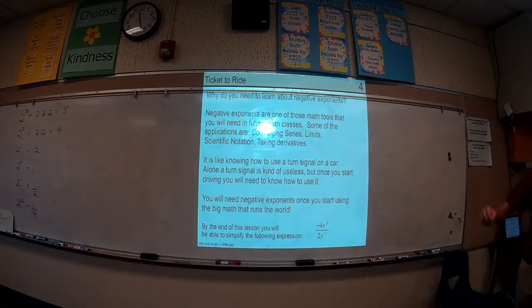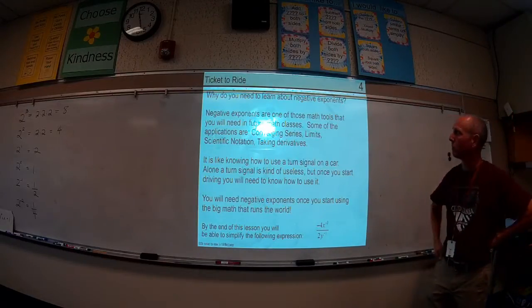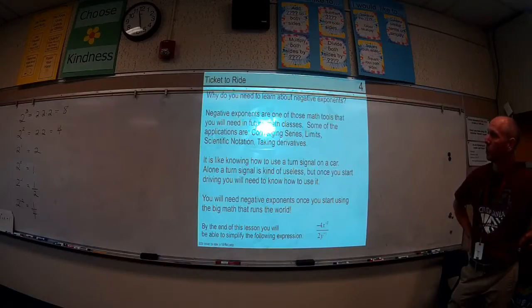And I'm going to read this because I haven't read it lately. Why do you need to learn about negative exponents? Negative exponents are one of those math tools that you'll need in future math classes. Plus, we need it for exponential growth and decay functions, which we're doing tomorrow. Some of the applications are converging series, limits, scientific notation, taking derivatives.